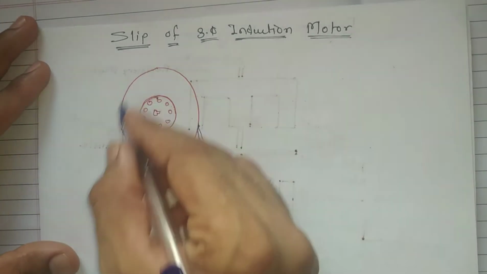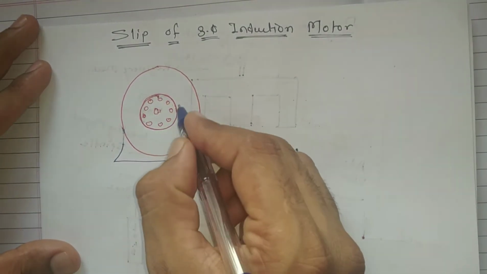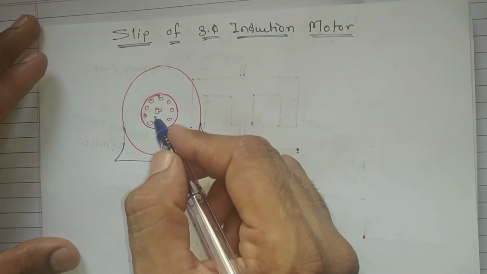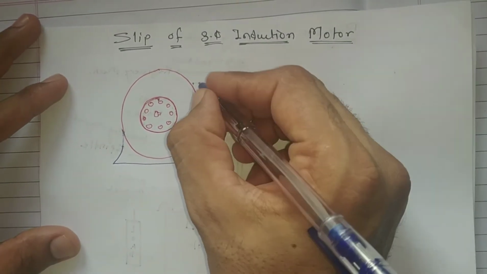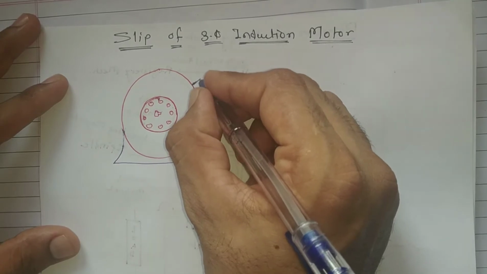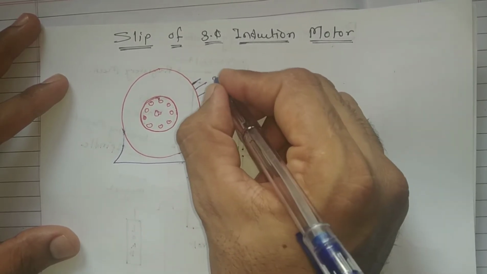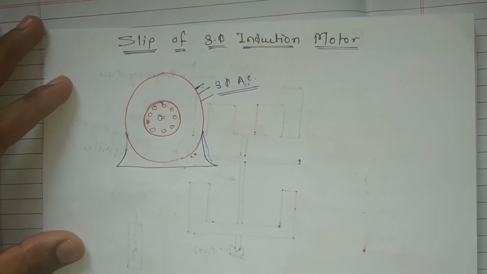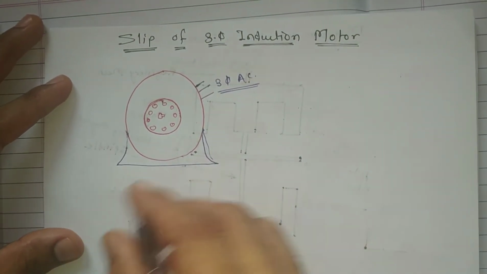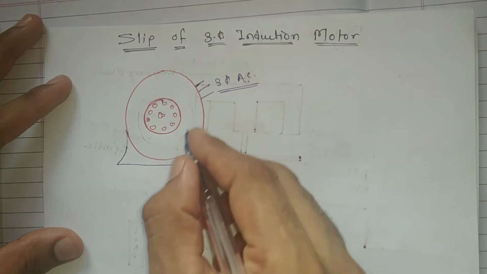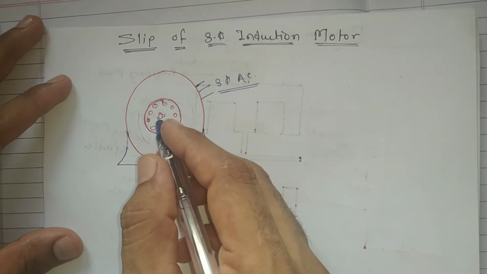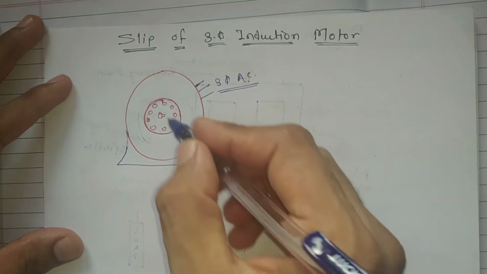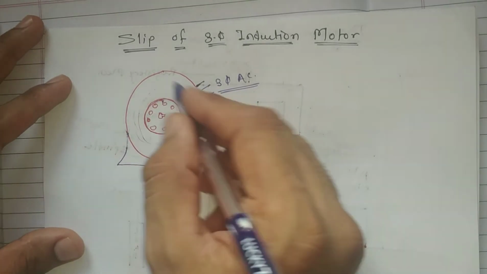Now this is the stator, and this is your squirrel cage rotor of a three-phase induction motor. Now try to understand, when we provide a supply, what supply? Three-phase AC supply, three-phase alternating current supply. That time a rotating magnetic field is going to be produced in this air gap. This we have already learned.